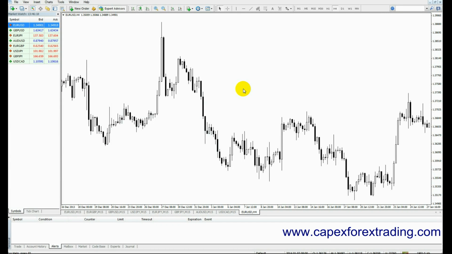Welcome back to CapexForexTrading.com. In today's lesson, we're going to focus on two very important subject areas called support and resistance lines. So let's focus on the support line first.